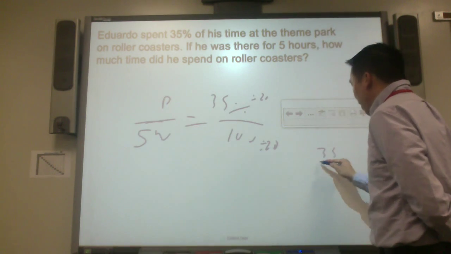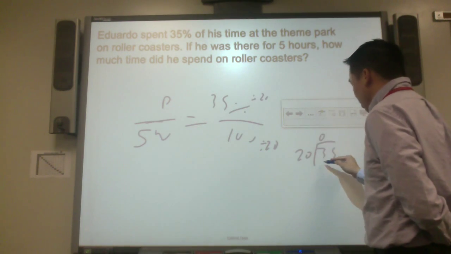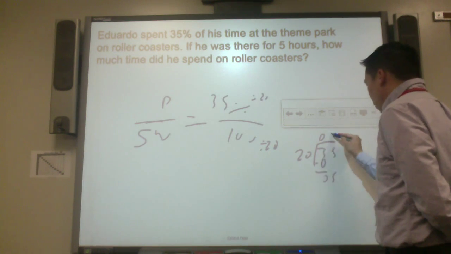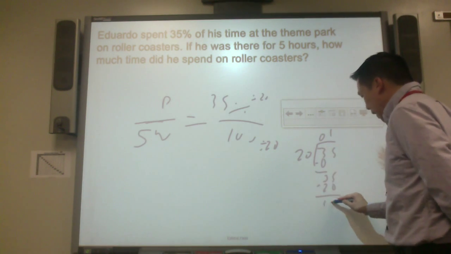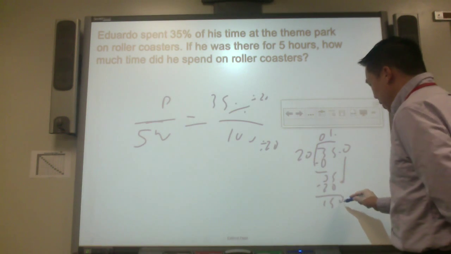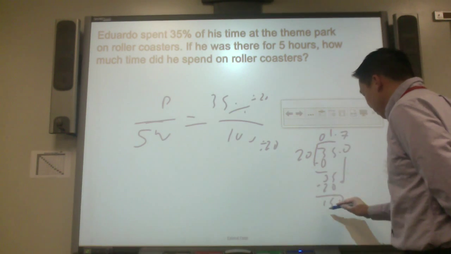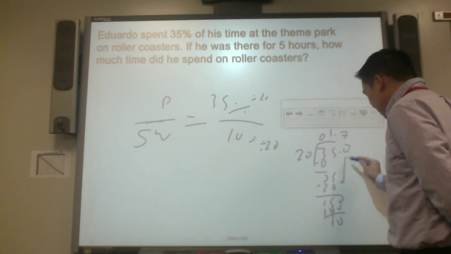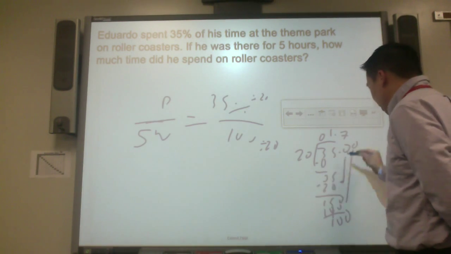So what's 35 divided by 20? It goes in 1 time. How do I get rid of this remainder? Add a 0, bring it down. How many 20s go into 150? 7 of them. 10 is the remainder, add another 0, bring it down. How many 20s go into 100? 5.